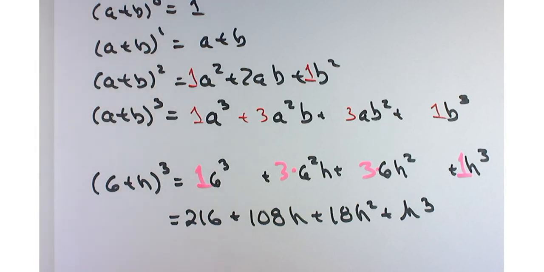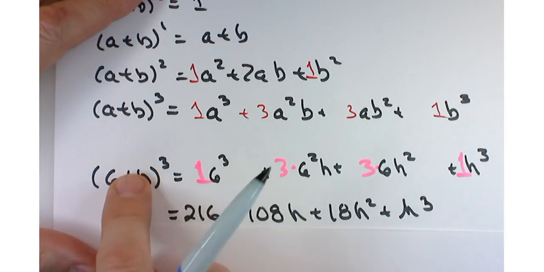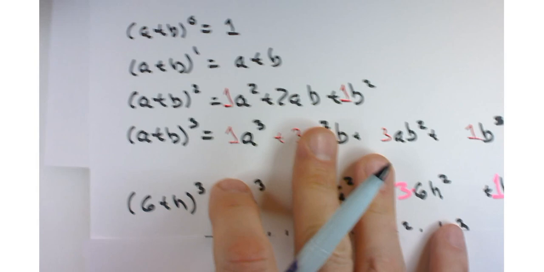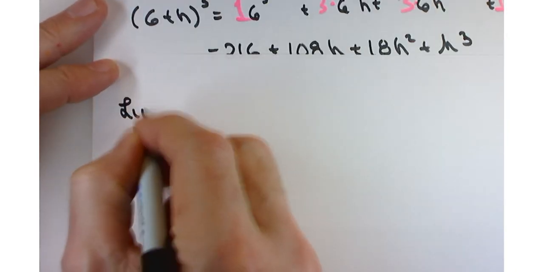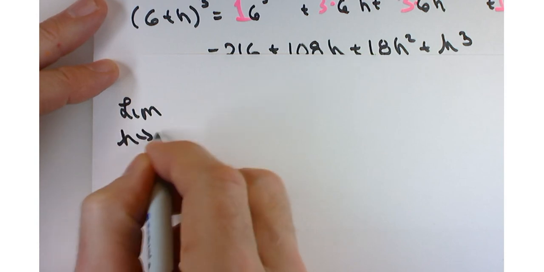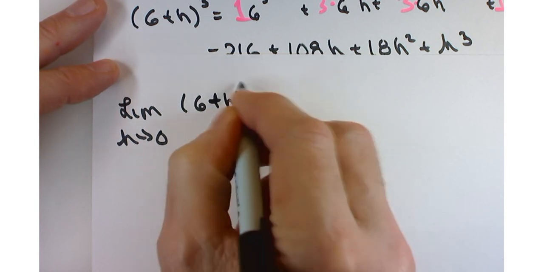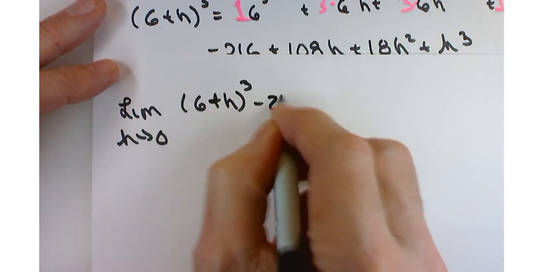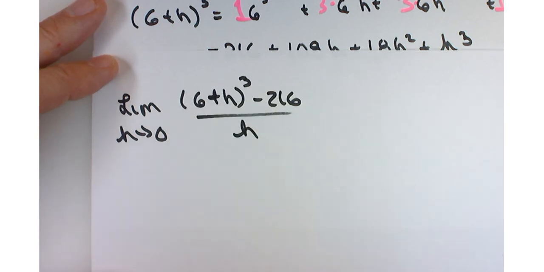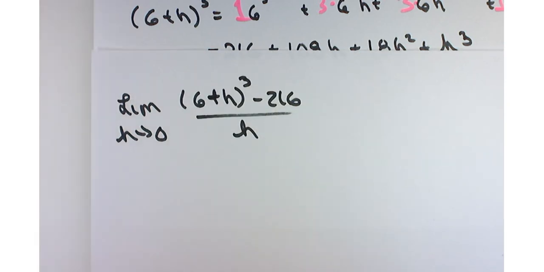Let's actually look at the limit now. Now that we know what this looks like expanded, let's calculate the limit itself. So it's going to be the limit as h approaches 0 of ((6 + h)³ − 216) over h. The problem we were having with this one is that when you tried to plug in the limit, we ended up with a 0 over 0, and that wasn't really good.